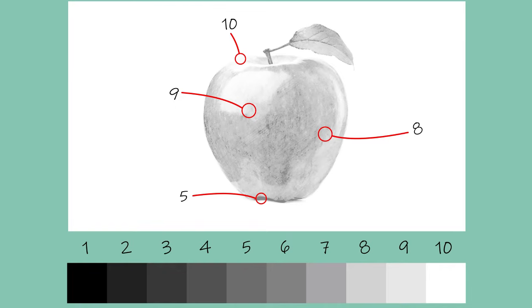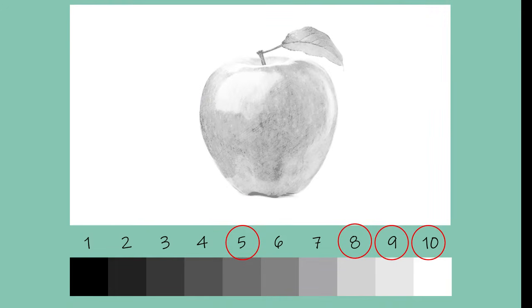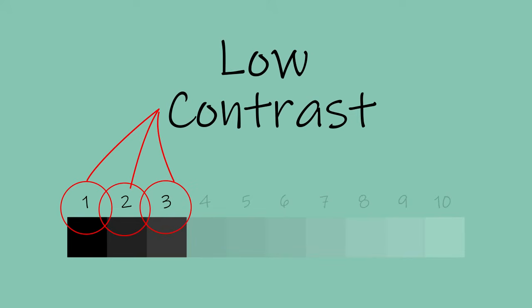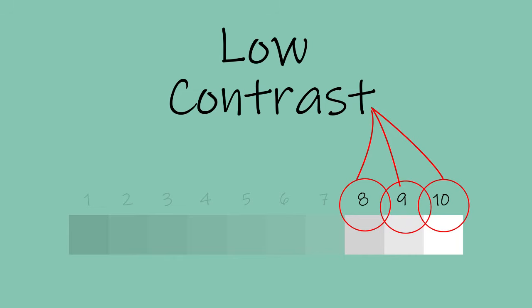Now let's look at the picture of this apple. It has quite a high value range, and it lacks the value numbers from the lower ranges. When we do this, it is called low contrast. Low contrast means we're only using a certain section of the value scale. It could be the lower scale, the higher scale, or the middle scale.